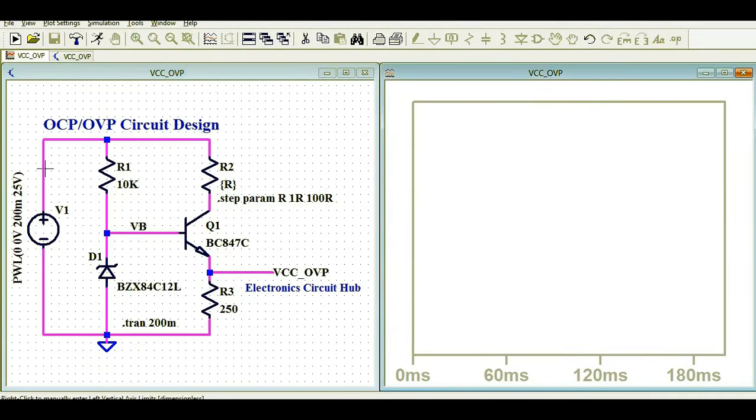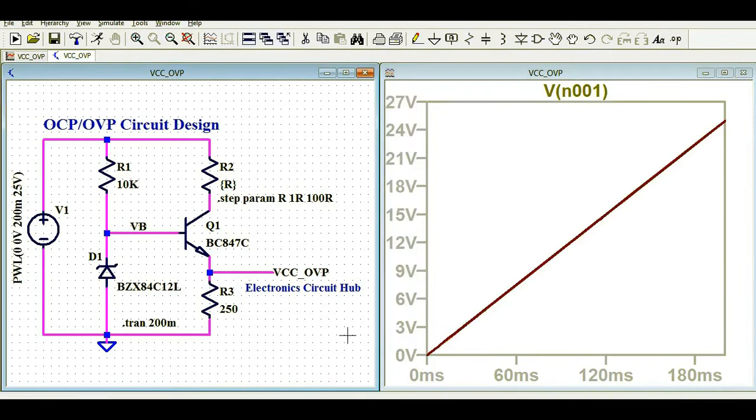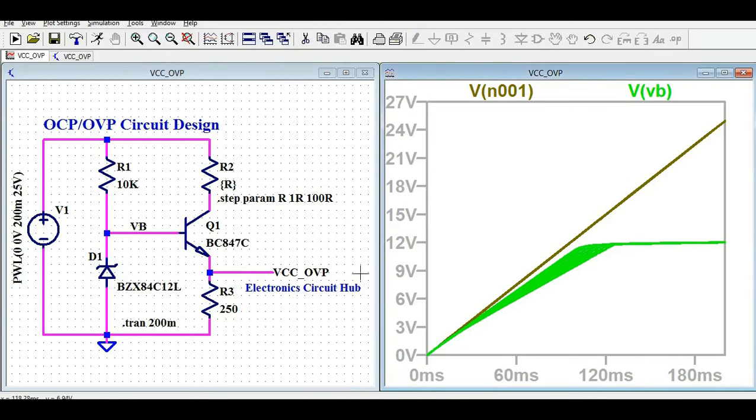Let me show you the different voltages now. This is your input voltage. What you can see is I am feeding my input voltage from 0 to 25 volt. And this is the voltage across the Zener diode, and the voltage across this Zener diode is 12 volt. You can clearly see, guys, if you right click at this point VB, the green signal is the voltage across the Zener diode, which clearly is 12 volt.